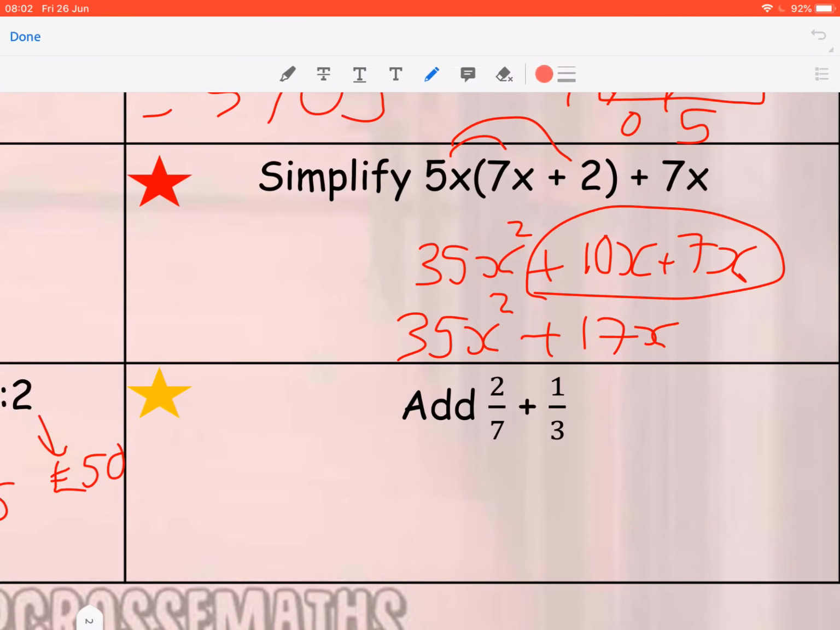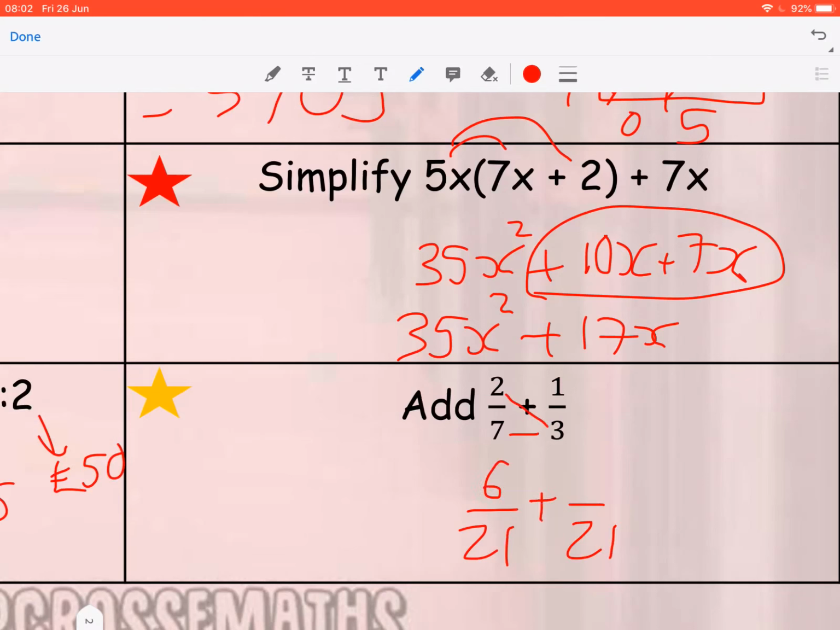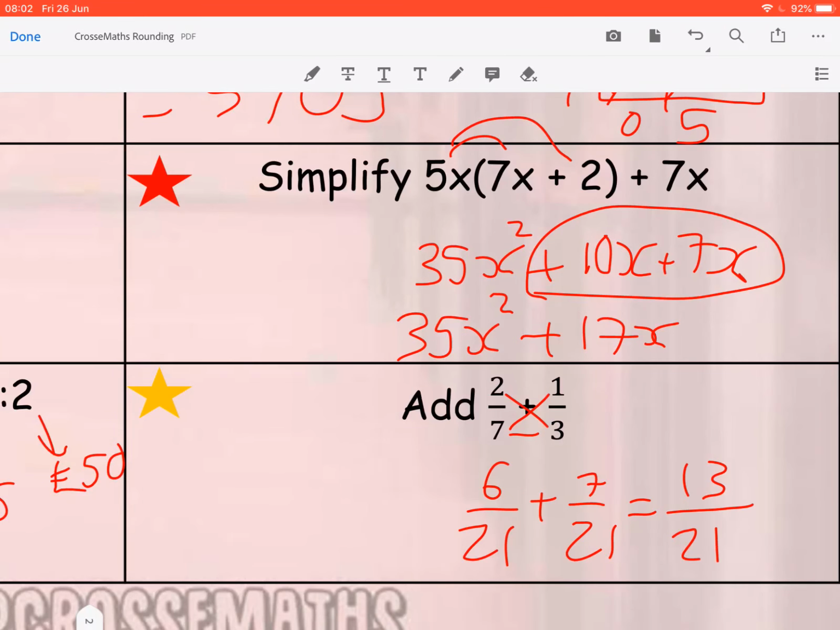Last one, 2 over 7 plus 1 over 3. Times the bottom two numbers: 7 times 3 is 21 on the bottom of both. Add goes in the middle. 3 times 2 is 6, 7 times 1 is 7. If you add the top numbers together now, because the bottom numbers are the same, 6 plus 7 is 13. 21 stays on the bottom because it was 21 in the question. Don't add the bottom numbers together. That's the final answer. It can't be simplified because 13 is prime.